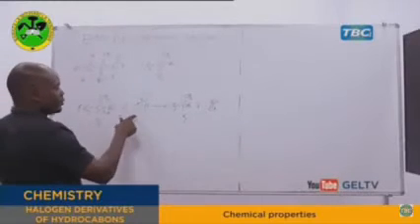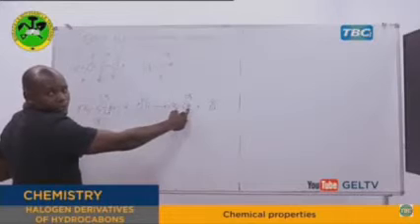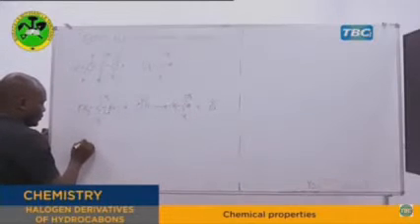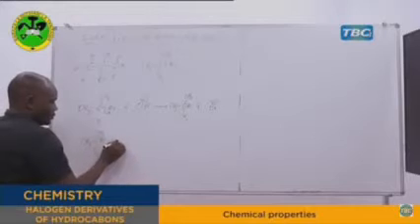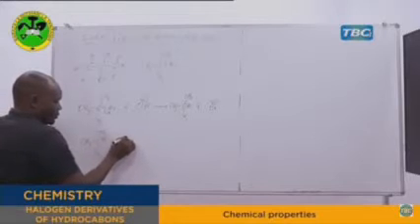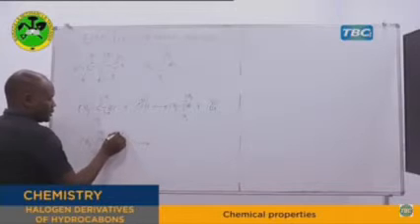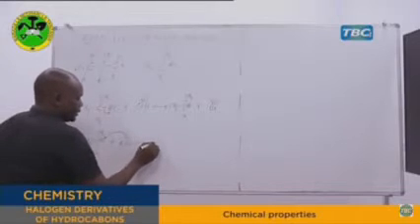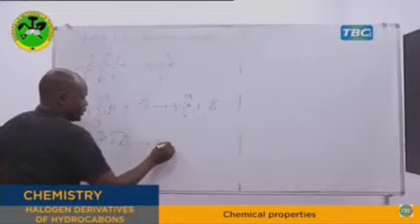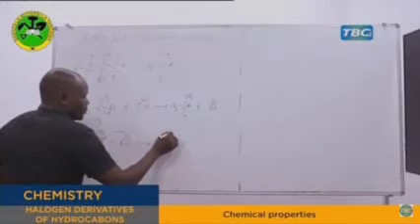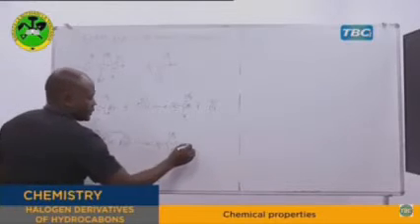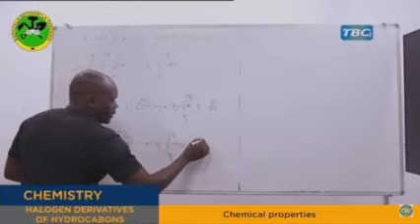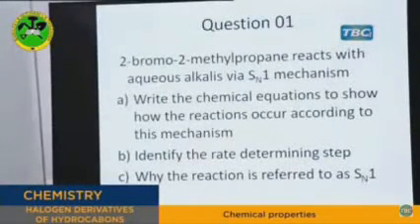The second step now, the nucleophile will attack the positively charged carbon, ending up with the product, which is the alcohol. So this is the mechanism that we have been asked to write.